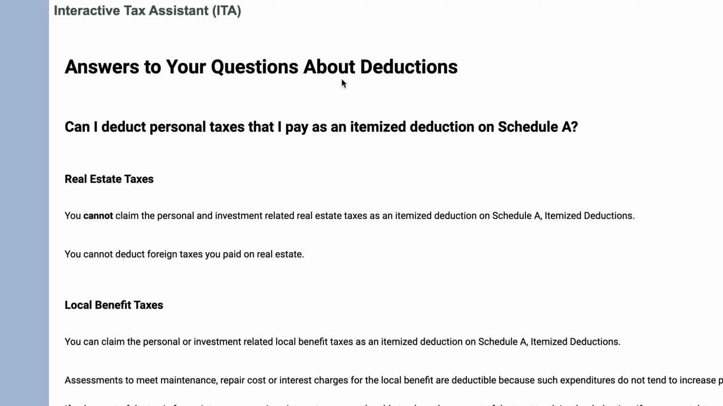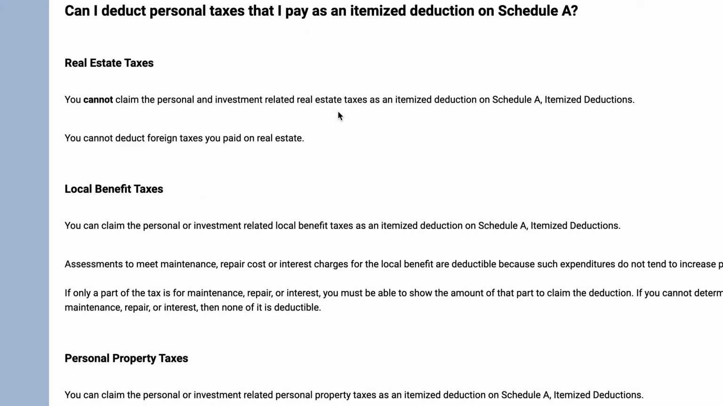So when it comes to real estate, it says you can't claim the personal and investment related real estate taxes on Schedule A. You can't deduct foreign taxes that you paid on real estate either. For local benefit taxes, you can claim the personal or investment related local benefit taxes on Schedule A. They're deductible if they are used to meet maintenance, repair costs, or interest charges.